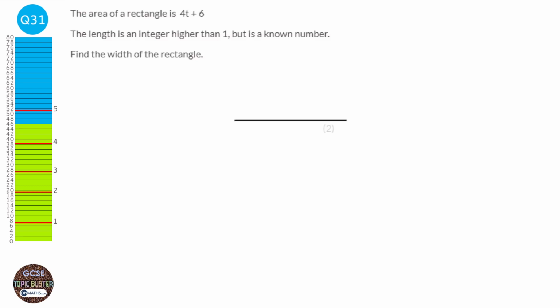So for this question, what we need to do is factorise 4t plus 6. Now factorise means put it into brackets. So if I try, what I can do is I can actually put a 1 on the outside here. So 1 times 4t plus 6 is 4t plus 6, but the question clearly states that it is higher than 1. So we need to find another number that's higher than 1 to factorise this with.